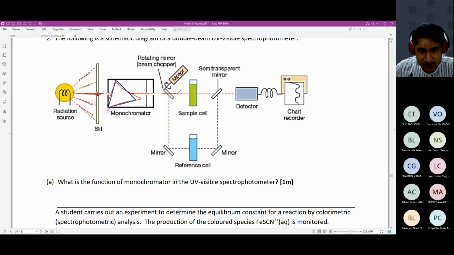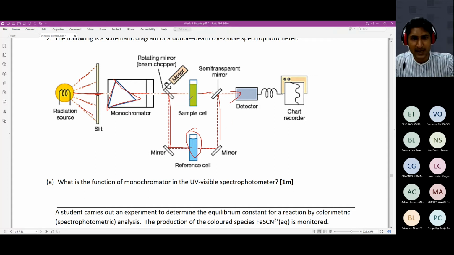One mirror directs some 50% of this light to go through the reference cell, right? And at the same time the light goes to the detector to find out what is happening. In some UV-visible instruments, this reference cell is used in parallel, so that we keep the reference cell in all the time.